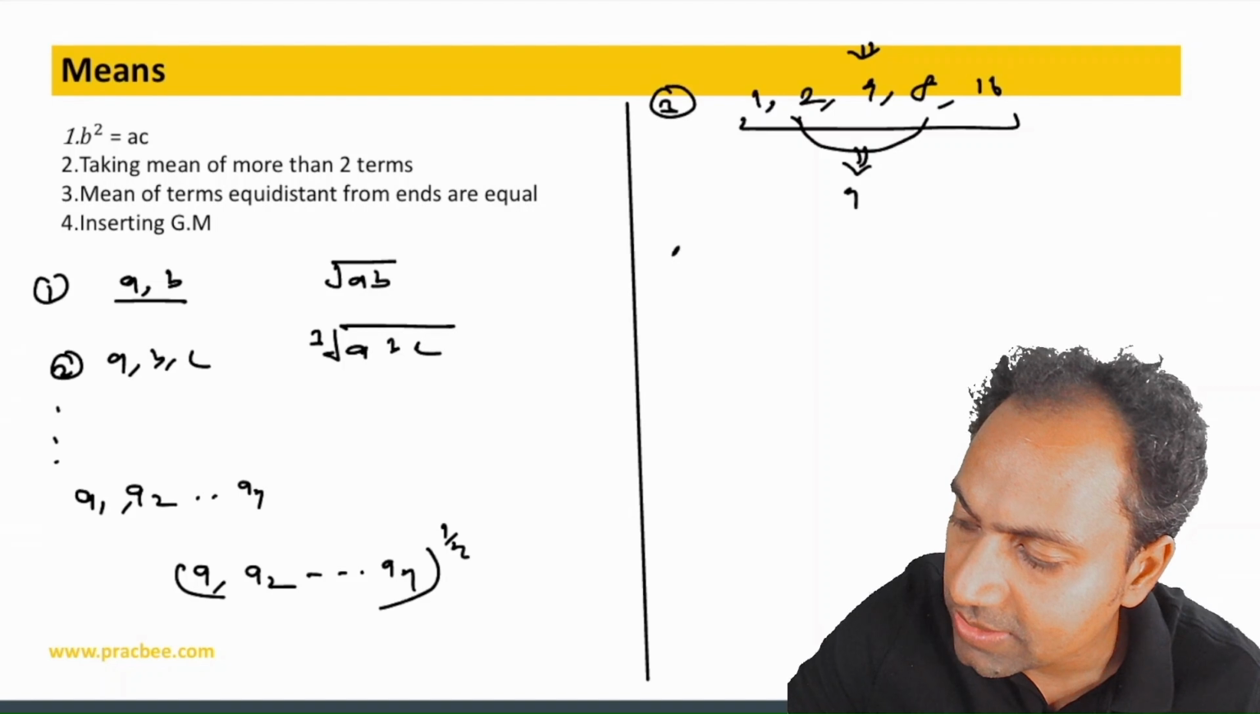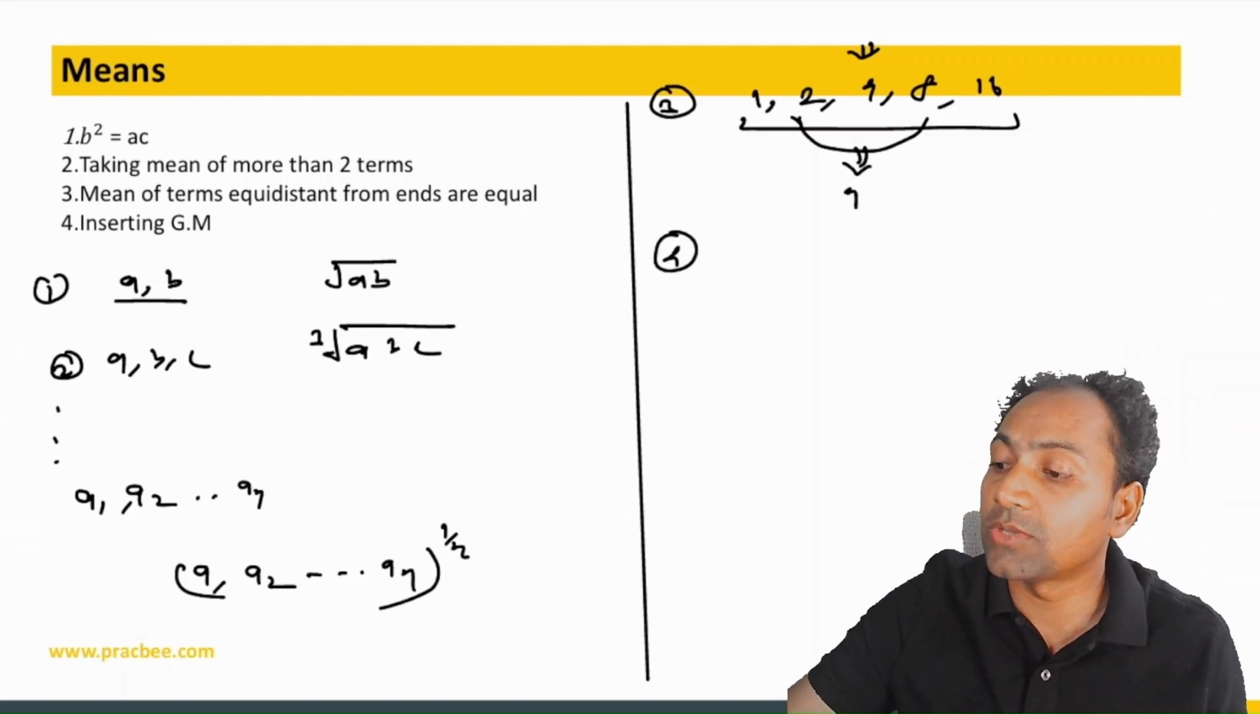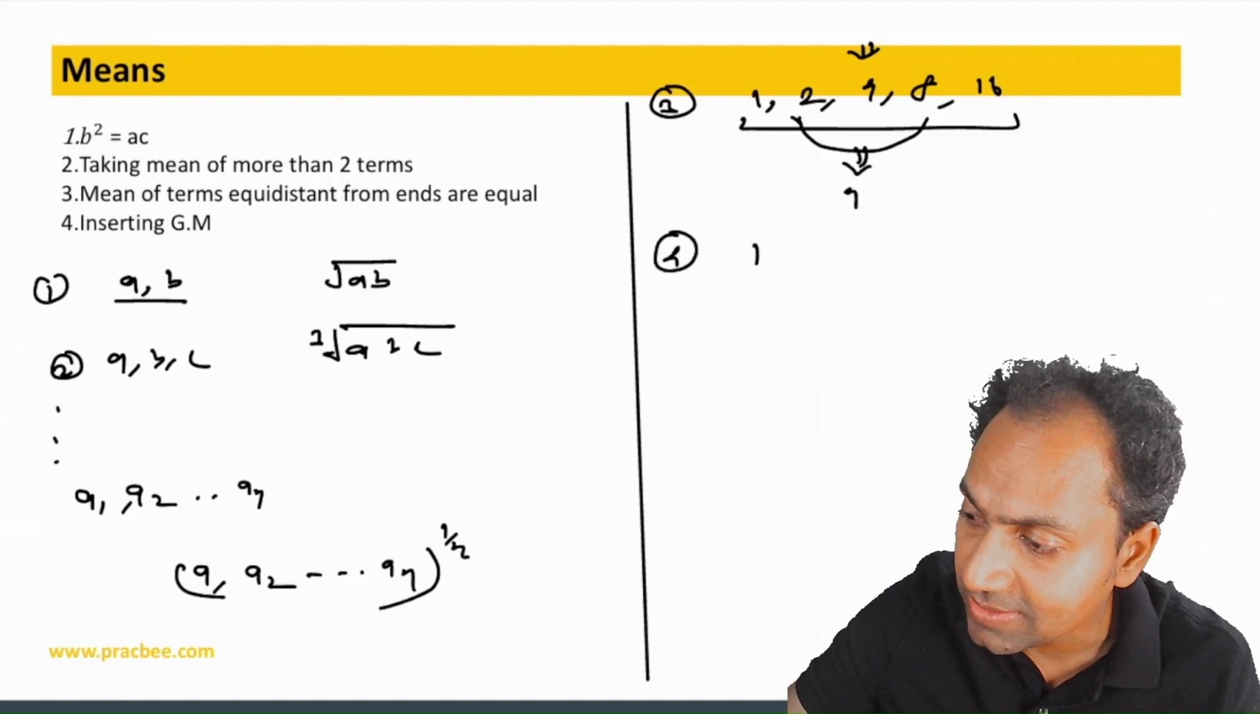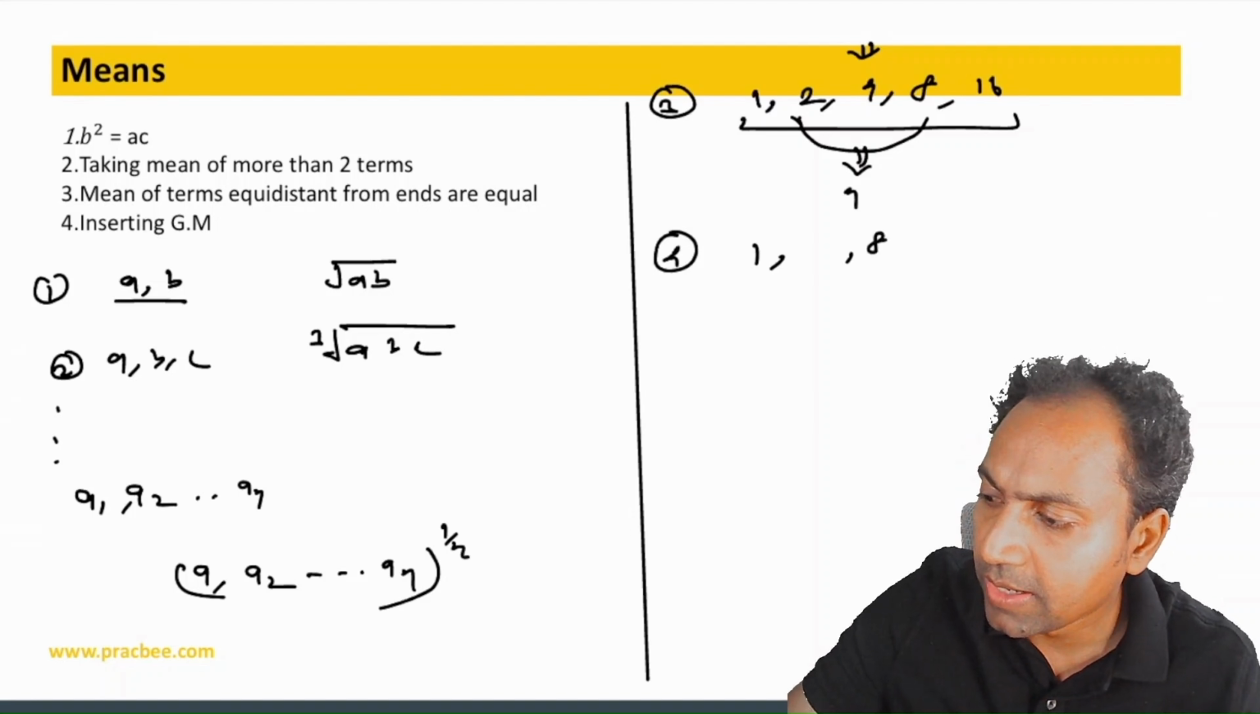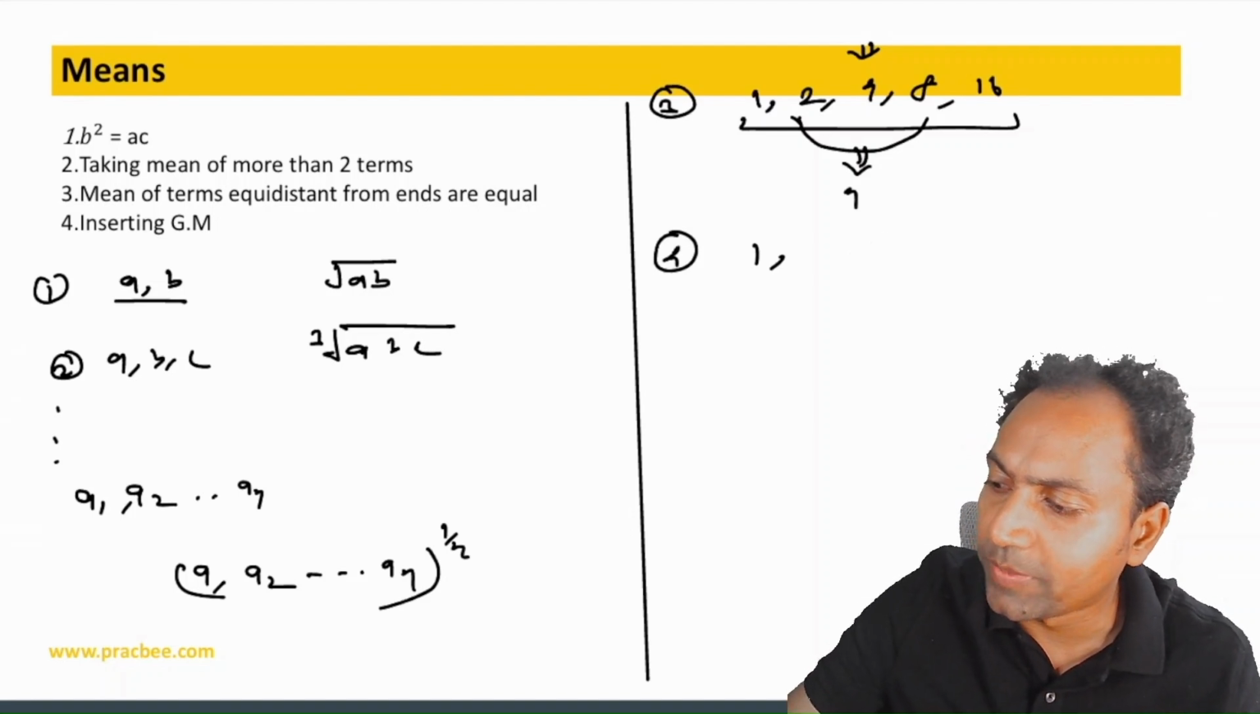And the fourth is about inserting AMs, inserting GMs. So what we are saying is, let us say we have 1 and 8 and we want to insert two geometric means between them.